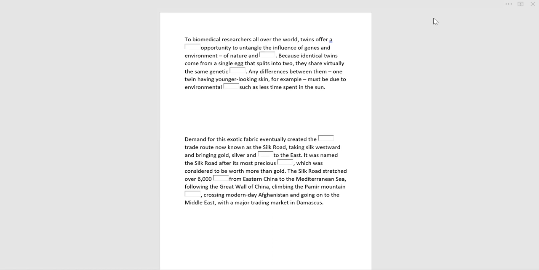The second one is wool, because we're talking about these things, westward, bringing gold, silver, and wool to the east. Wool, W-O-O-L, right? And the first one is eventually created the lucrative trade route. Lucrative, L-U-C-R-A-T-I-V-E. Lucrative trade route known as the Silk Road, right? Lucrative, wool, commodity, kilometers, range. These are the right answers here. All right. Okay, one more question for filling in the blanks. Just a second, stay with me.